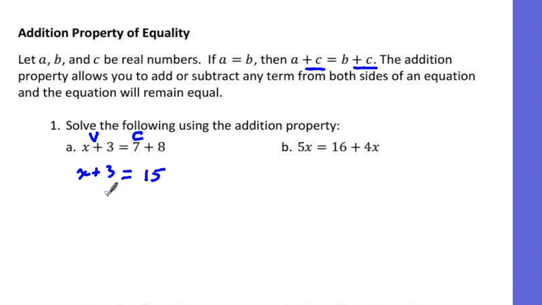And now the addition property of equality we will use to get x by itself. We're going to subtract 3 because 3 minus 3 is 0, leaving us with just x. But if I'm going to subtract 3 on the left side of the equation to keep it balanced, I must subtract 3 from the right side, leaving us then with 12.